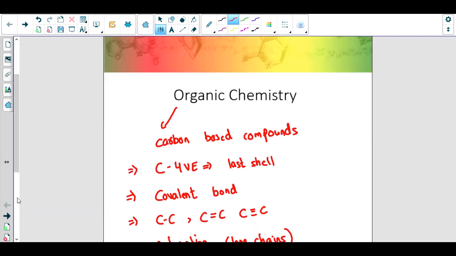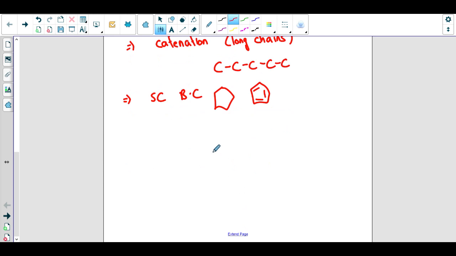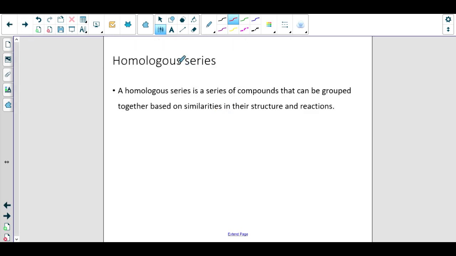Now when there is broadness, when there is versatility, there needs to be a proper element of classification. If we can classify things, life can become easy. So classification is very important in chemistry. In organic chemistry, you will find something which is known as homologous series. What is a homologous series? It's basically grouping of compounds. And how do you group them? When you make groups, there must be some similarities.